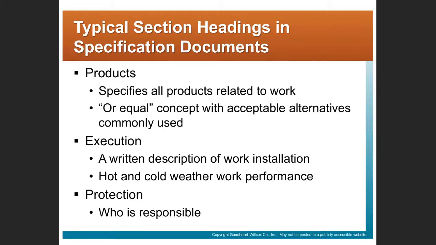If the spec says "or approved equal," and you're trying to get Siemens gear approved, you would certainly have to have approval by the engineer of record before they get to do that. Right, execution, again, a written description of what the work is. Again, the specification will say what, it doesn't say how. How, means and methods, is up to the contractor.